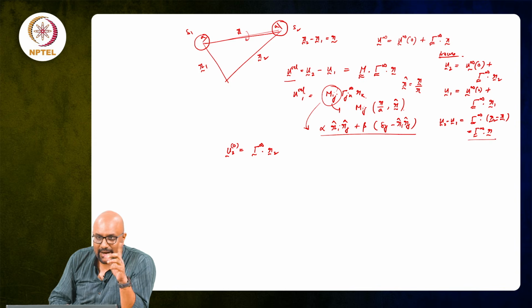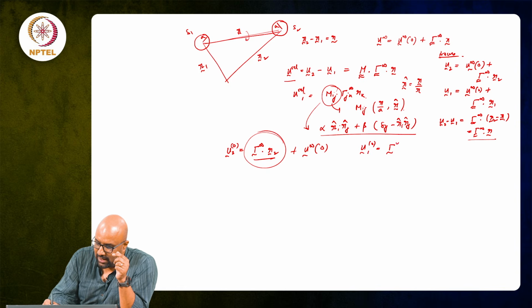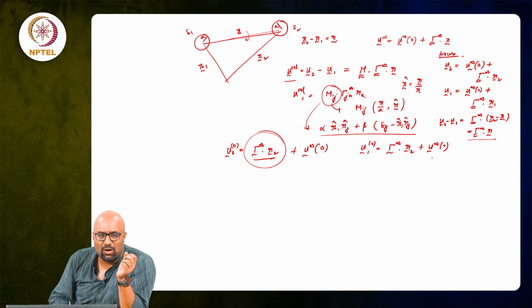The sphere in a background linear flow, when you use the Faxen term, del square of the linear flow is 0. So, it will basically be whatever is the background linear flow evaluated at its origin. Similarly, U1 of 0 is also going to be gamma infinity dot R1 plus U infinity of 0. U infinity of 0 is some constant uniform flow. Now, we need to do reflection.